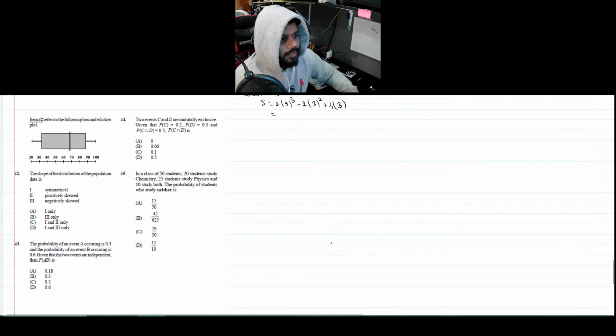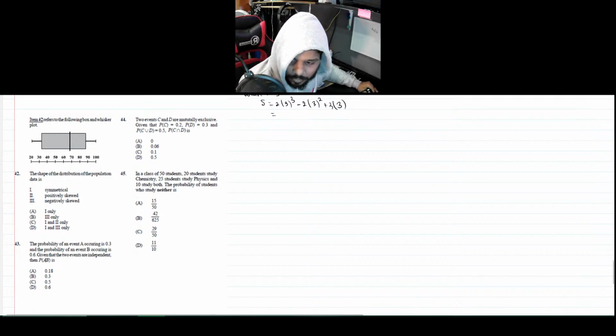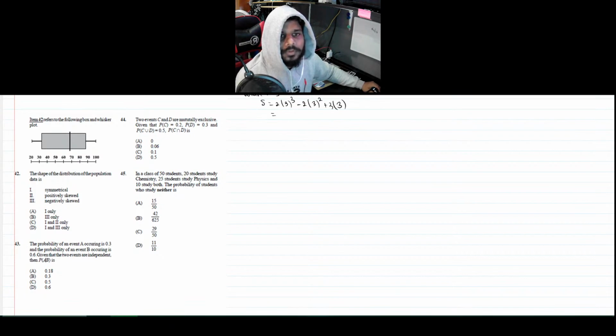The shape of the distribution of the population data is either symmetrical, positively skewed, or negatively skewed. So this is where I have to do my research. I'm just going to my notes and let me see about this skewness of data. Give me a second, okay? That will be stats. Box and whisker.